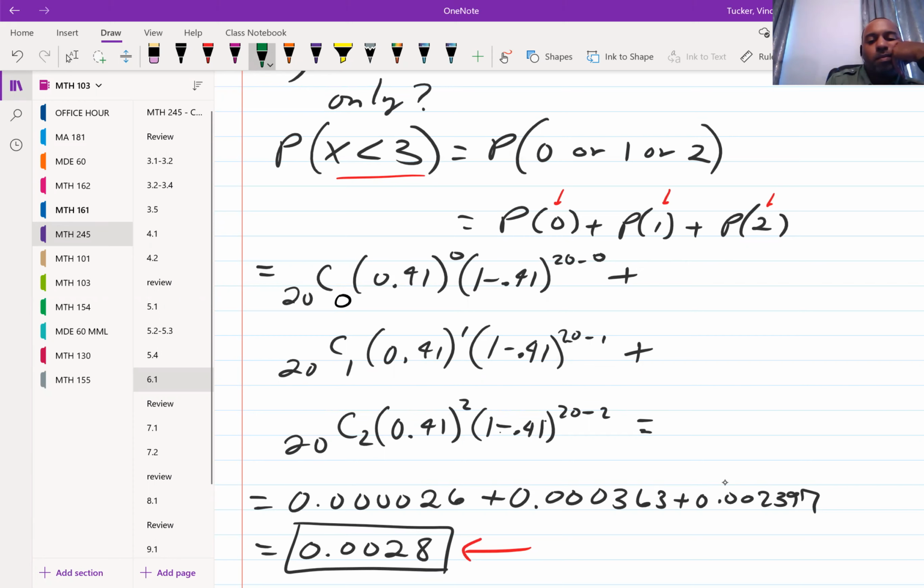All right, can I scroll up? So then our last one, the number of households that are wireless only, that is between 5 and 7 inclusive. So we're looking at 5, 6, and 7. When it says inclusive, that means you're including those values of 5 and 7. So 5, 6, or 7.